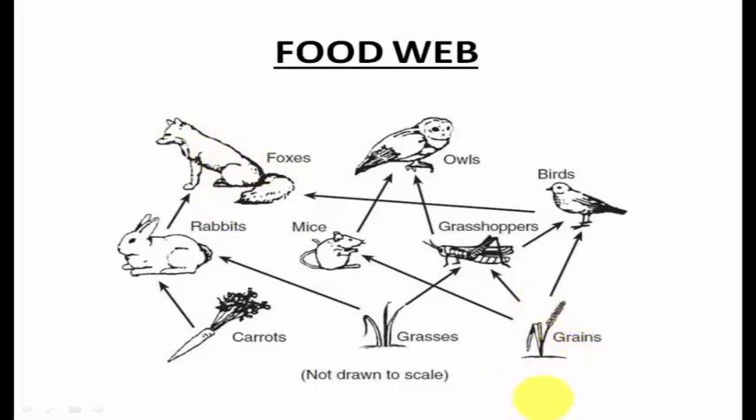Look at this. You have grains eaten by mice. The mice are eaten by owl. So again, two food chains are connected at owl. One is grass, grasshopper, and owl, and the other is grain, mice, and owl. So this becomes a food web where we have two or more food chains interconnected with each other.